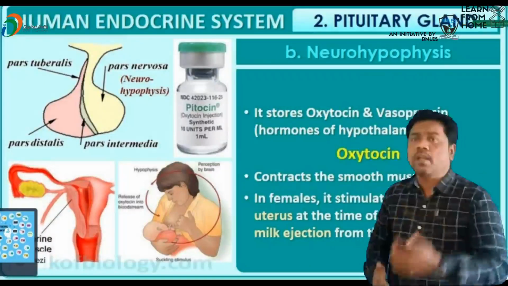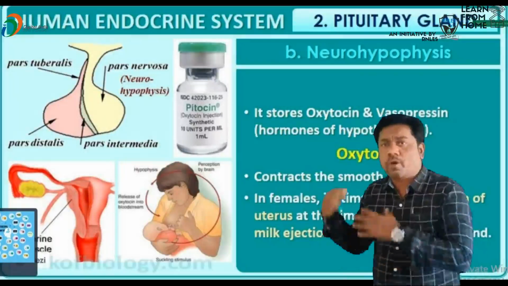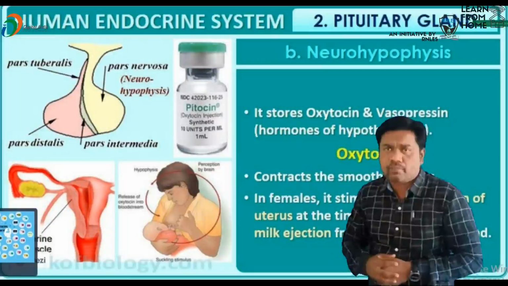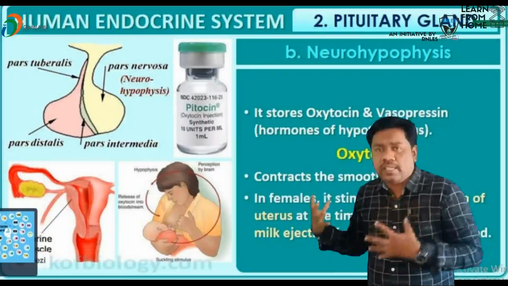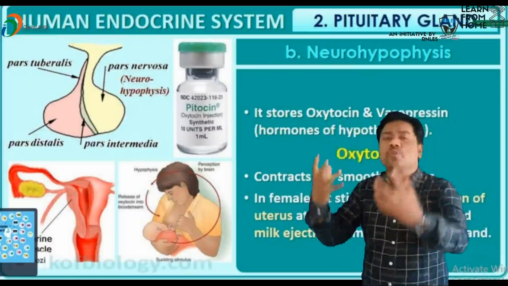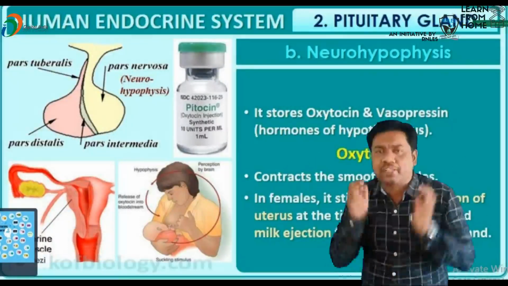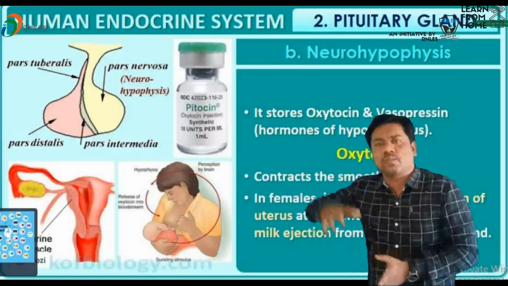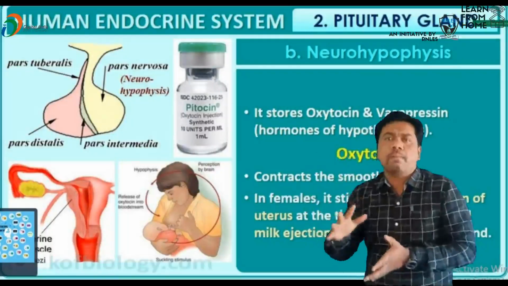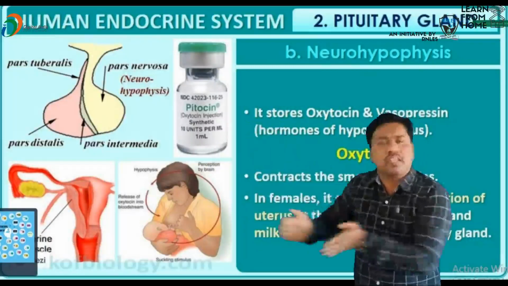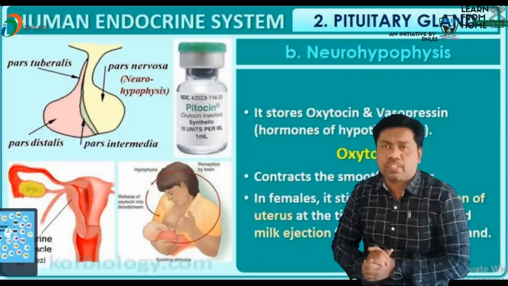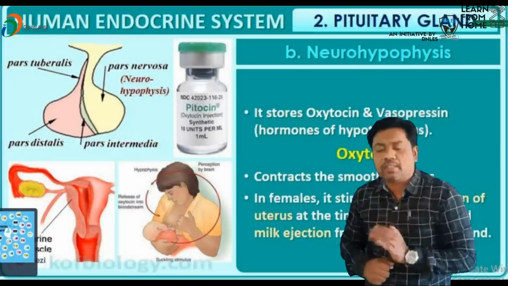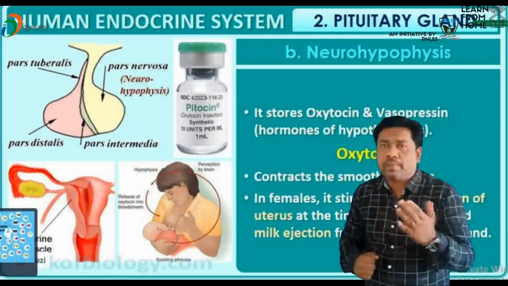Oxytocin is considered a milk ejecting hormone and birth hormone because this hormone stimulates the smooth muscles of the body. During childbirth, the oxytocin hormone stimulates the uterus for contraction. Whenever contraction occurs in the uterus, what happens? The pressure increases, and that pressure pushes the baby outside. That process is called parturition, which is known as delivery. So in the parturition process, the childbirth is influenced by a hormone, and that hormone is oxytocin.